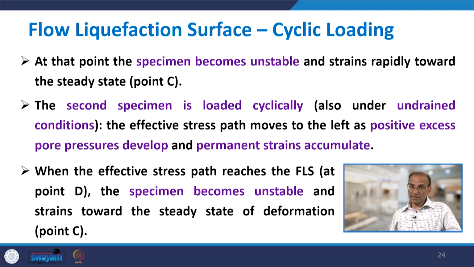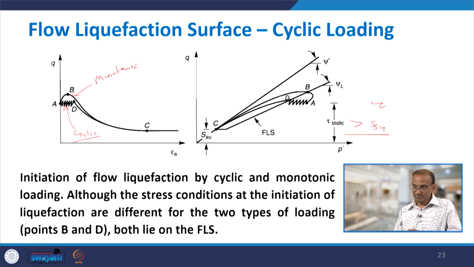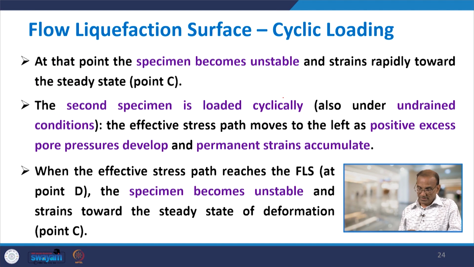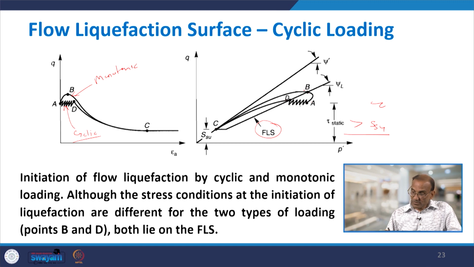And permanent strain develops. When the effective stress path reaches the FLS at point D, which is shown here, FLS is here. So, when applying the cyclic loading, it reaches point D. The specimen becomes unstable, and in that case strain develops toward the steady state of deformation, point C. So, in monotonic loading it becomes unstable at point B, while in cyclic loading it becomes unstable at point D, and ultimately they go from B to C or D to C.